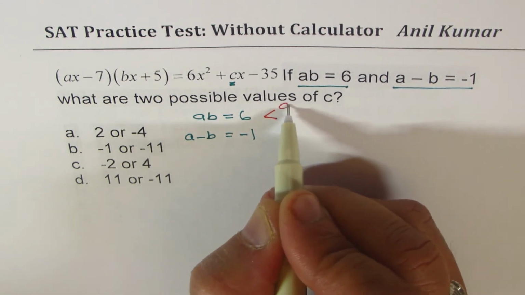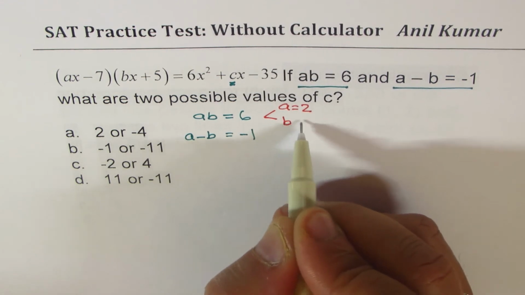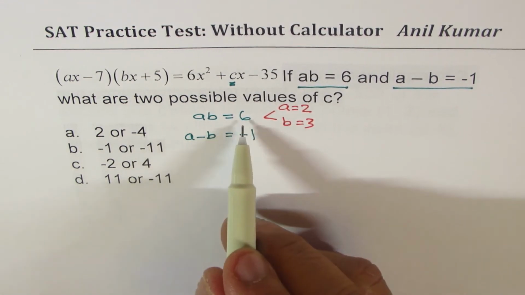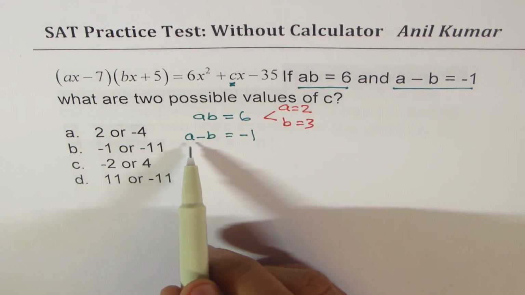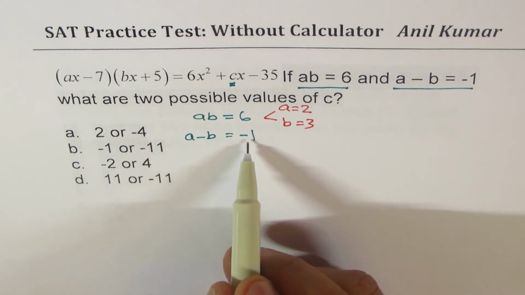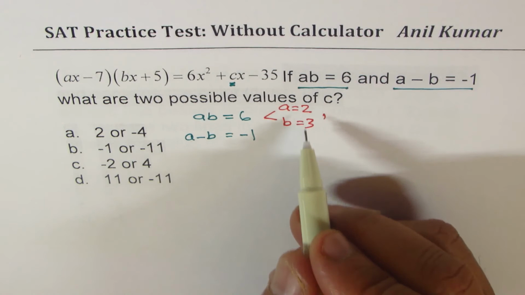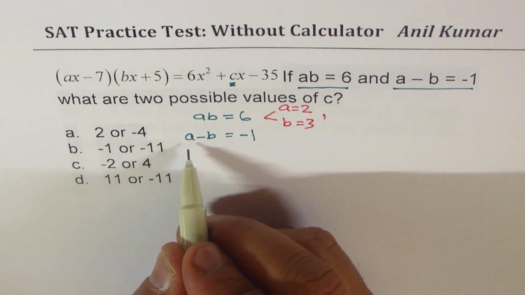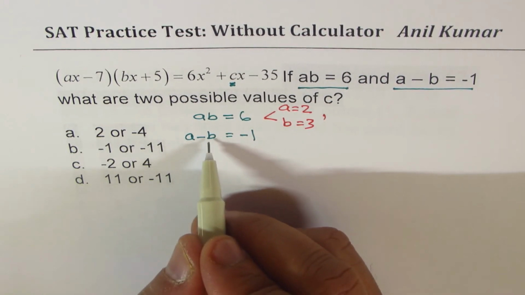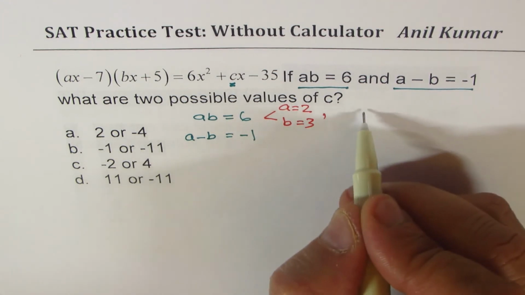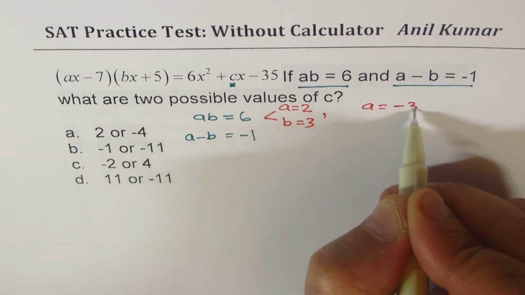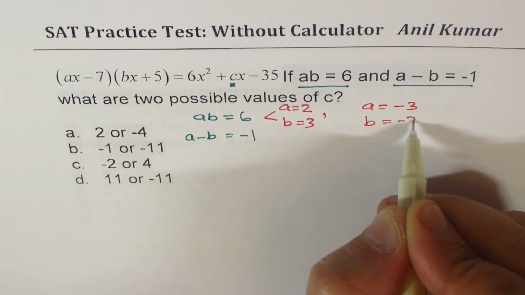So for A equals 2 and B equals 3, 2 times 3 is 6, and if I do 2 minus 3, I do get minus 1. So that is one combination, correct? I could flip this, and if I write this as minus 3 and that as minus 2, it still works. So I could also use A equals minus 3 and B equals minus 2.